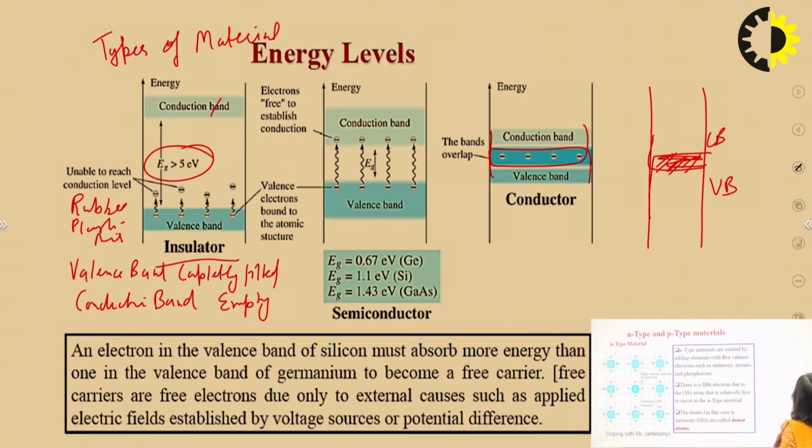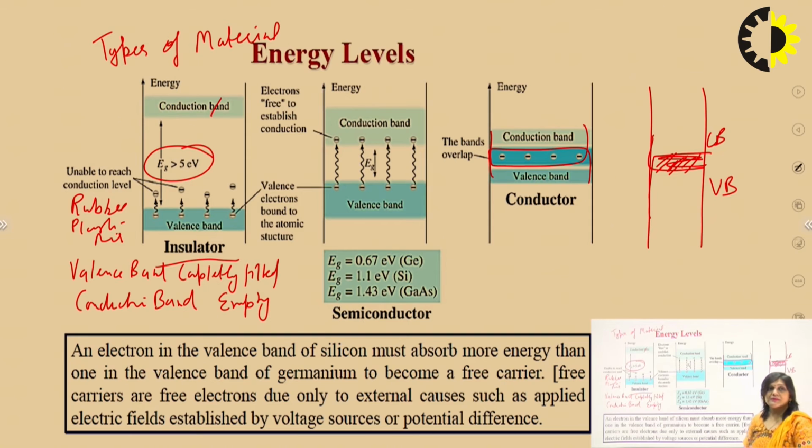So electrons at room temperature are easily available from the valence band in the conduction band. So the conductivity of the conductor is very high. Like all metals come in the category of the conductor.